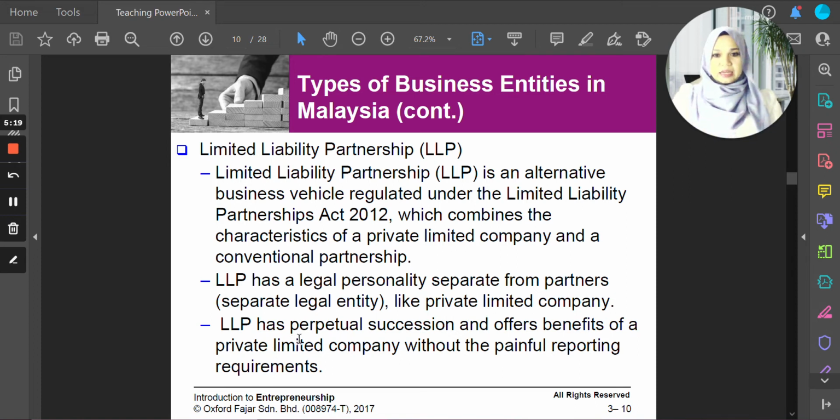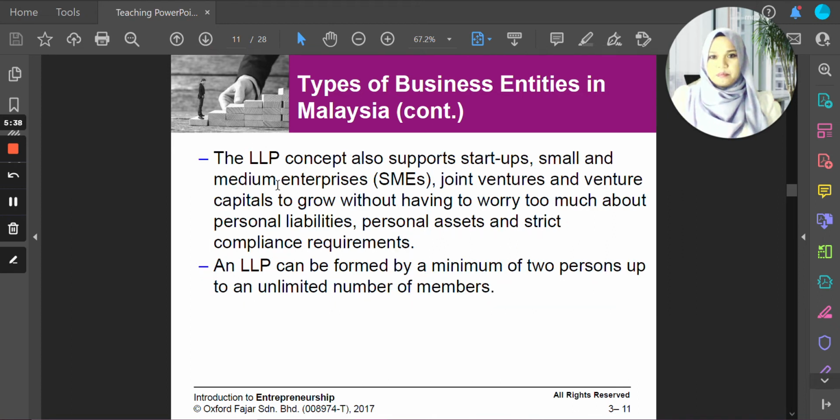It has perpetual succession and offers the benefits of a private limited company without so much paperwork in reporting requirements and preparing for audits. That is the LLP.